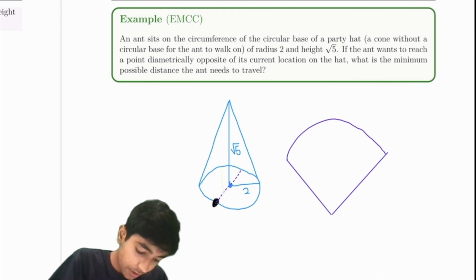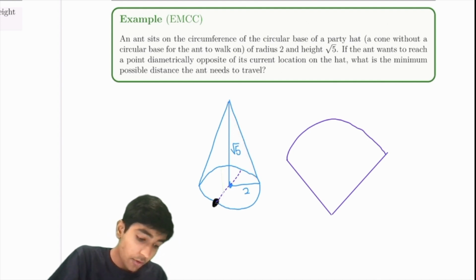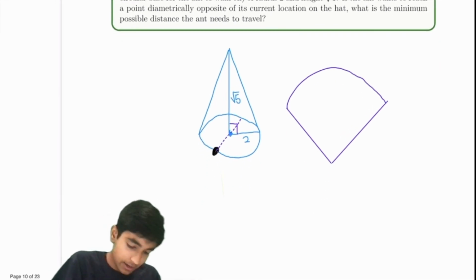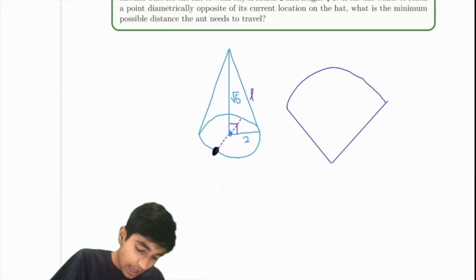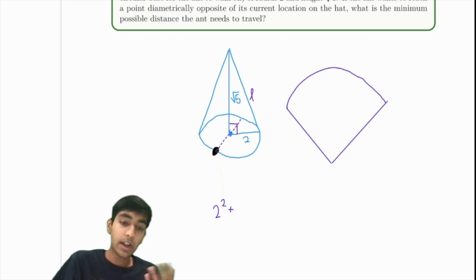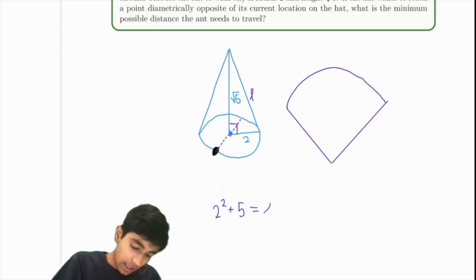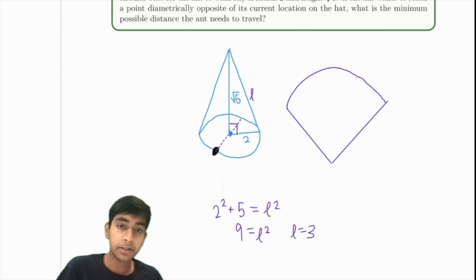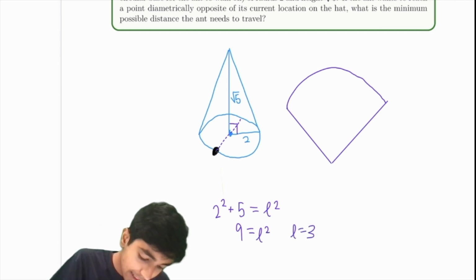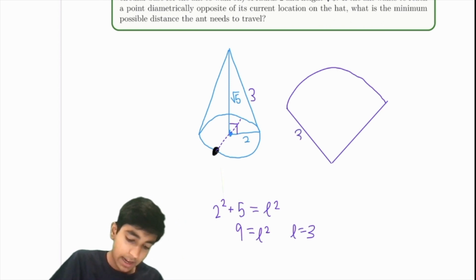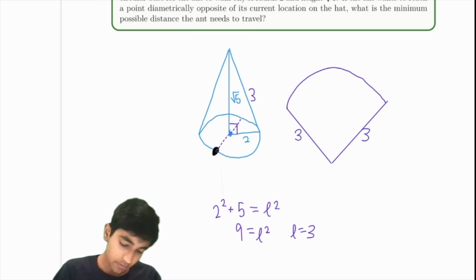So the slant height of the cone, what is it? Well, we know the radius, we know the height. We can use the Pythagorean theorem to find the slant height. So let's say slant height L: 2 squared plus root 5 squared, which is 5, equals L squared. 9 equals L squared. L equals 3. So the slant height of the cone is 3. So the radius of the sector is 3.